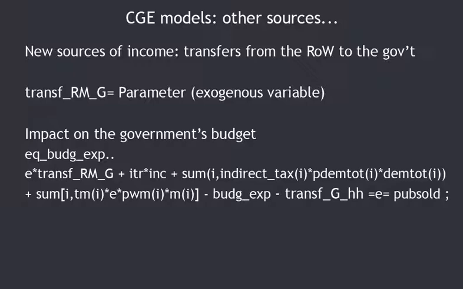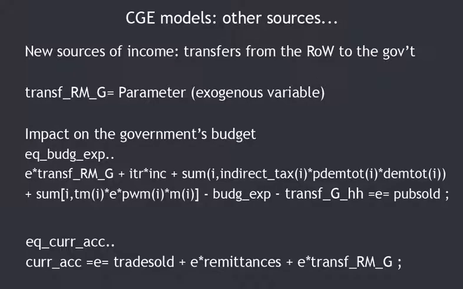So this parameter must be multiplied by the exchange rate because the modifications of this exchange rate modify the local value of this transfer. And it also affects the current account. It is a new inflow of foreign currency, so the current account equation becomes current account is equal to the balance in exports and imports of goods and services plus E multiplied by remittances plus E multiplied by this new parameter trans_RM_G.